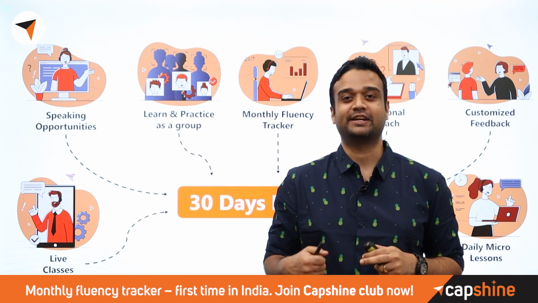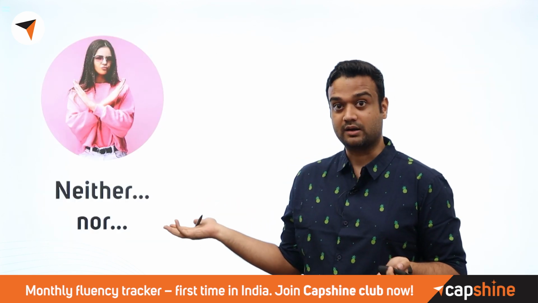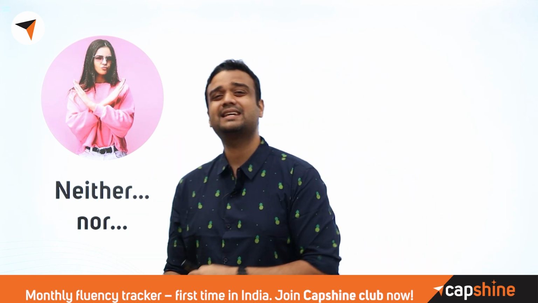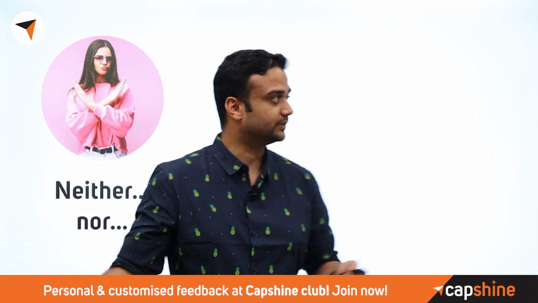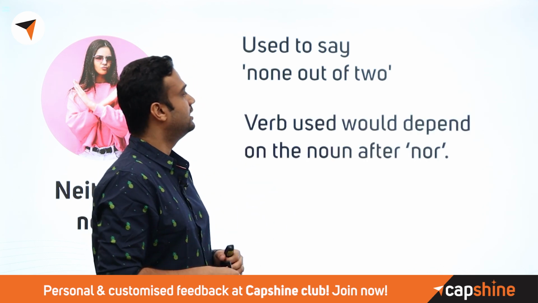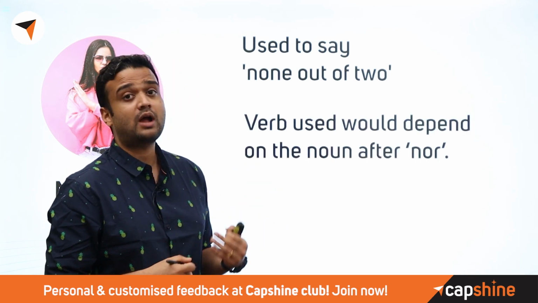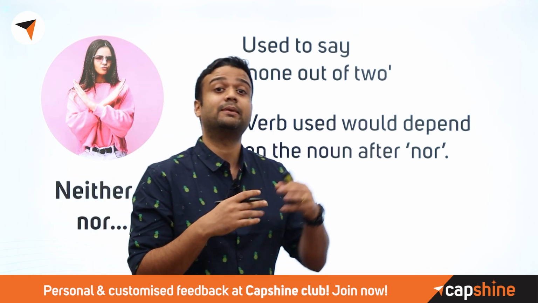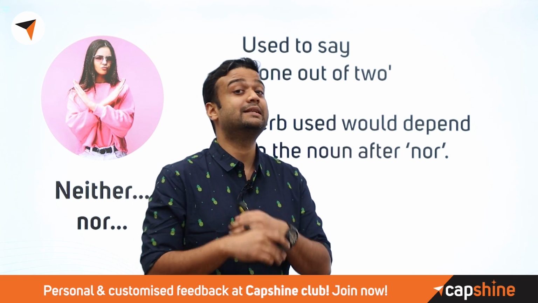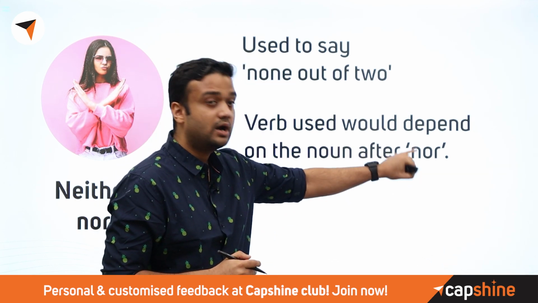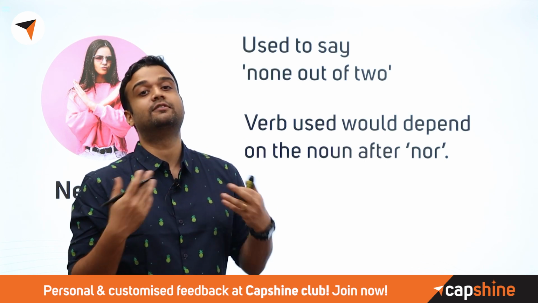Let's get back to talking about our connected words. Neither nor. Well, it essentially means not this or that, right? So it's used to say none out of two. Verbs used would depend on the noun after nor. Very similar to either or. In the previous case, it meant either this or that, but here it means neither of the two. But as with the previous case, the word that's closest to the verb will define the plurality.